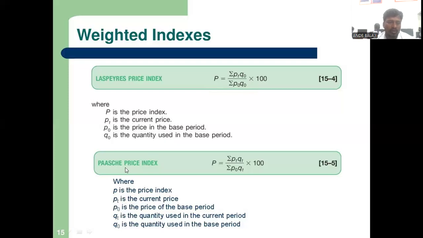And the second formula we have is the Paasche price index number. Paasche price index, P equal to summation Pt into Qt divided by summation P0 into Qt, where P is the price index, Pt is the current price, Qt is the current quantity, and P0 is the base year price. It uses current year prices and current year quantity, so it is called the current year index number.